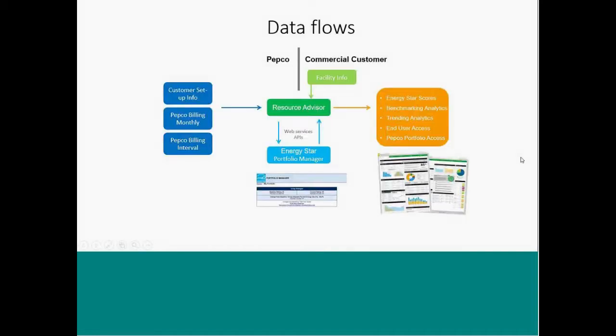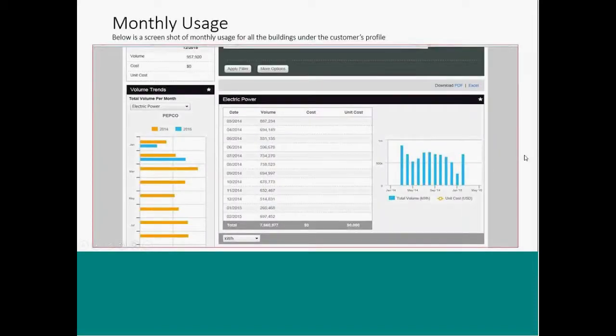This is just a little information of how the data flows. The system talks to our billing system with Petco, and the information is transferred to Resource Advisor. Then from Resource Advisor it is transferred to Portfolio Manager. This is what the monthly usage looks like in Resource Advisor. All you need to do is put your address at the top and the date that you want usage for, and apply filter, and this is the information that you will get of your monthly usage.